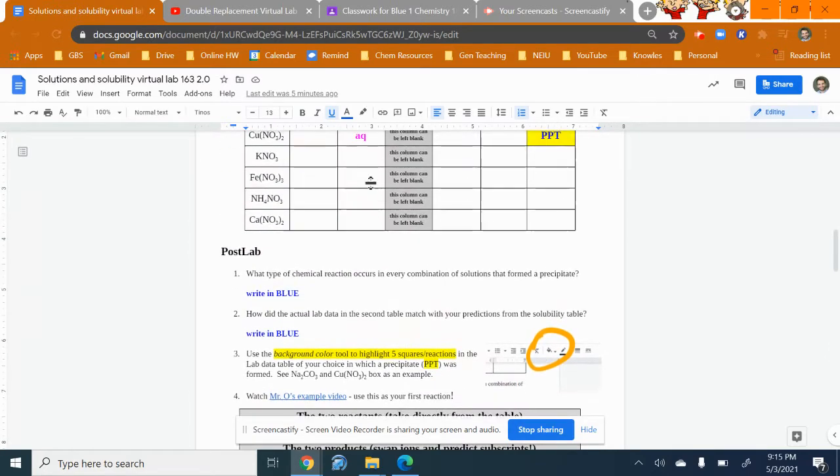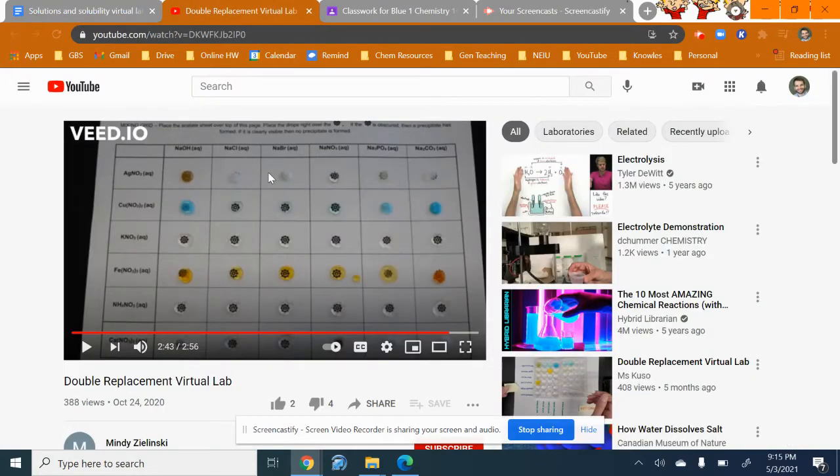In the video there were a series of reactions in which a precipitate, or a cloudy solid, formed. So this would be a precipitate here, precipitate here, precipitate here, here, here, here. There are many examples where it remains clear, for instance this whole row or this whole column. Those data points would be aqueous because those solutions still have all their ions dissolved in solution without a solid forming.